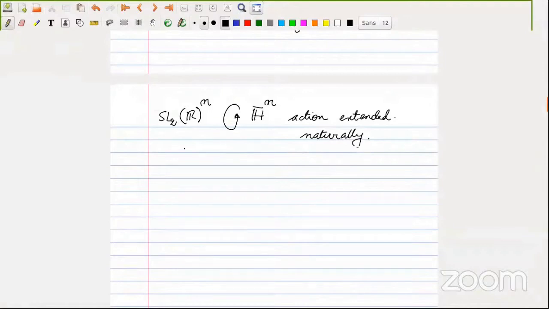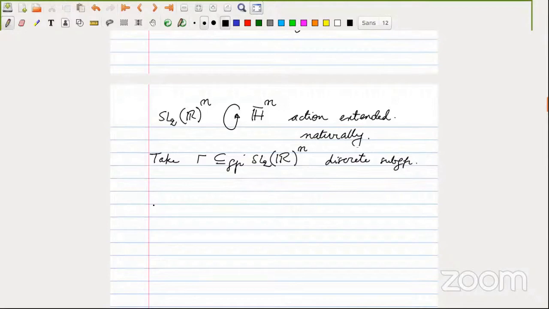All these things we have seen before. Now I take gamma to be a subgroup of SL2(R)^n, a discrete subgroup. Then we're going to look at the translations of certain elements inside gamma.